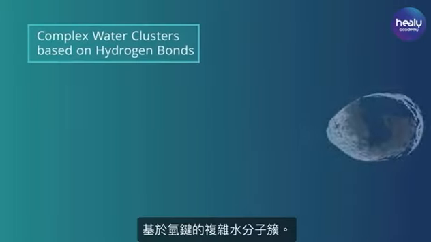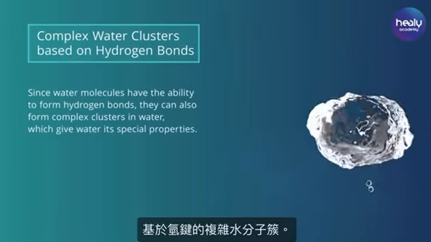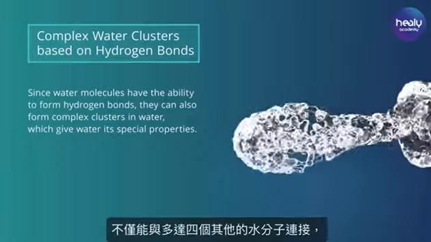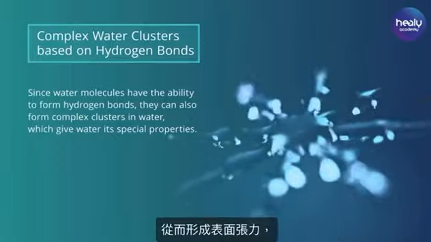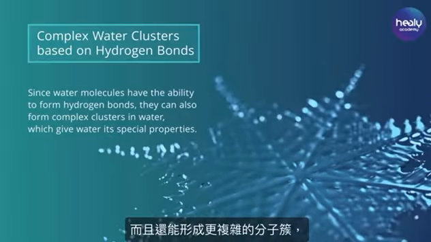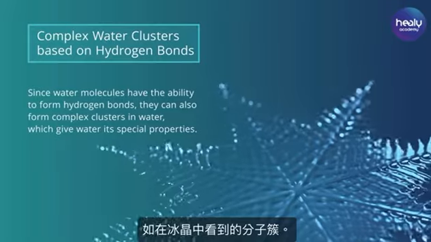Complex water clusters based on hydrogen bonds. As a result, each individual water molecule can not only connect with up to 4 other water molecules, which explains surface tension, but also form more complex clusters, such as those seen in ice crystals.